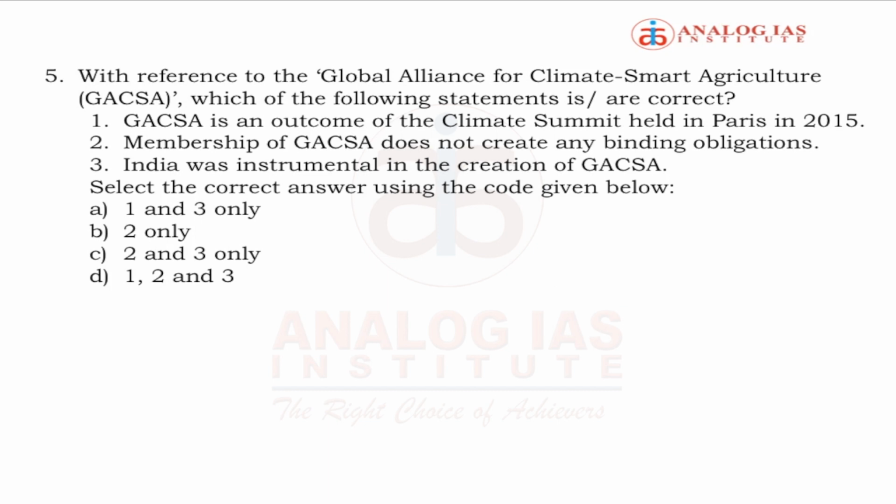So Global Alliance for Climate Smart Agriculture, please remember. This Global Alliance for Climate Smart Agriculture is a voluntary organization. Please remember, it is a voluntary organization, normally or primarily supported by the Food and Agriculture Organization, FAO. So it is not any outcome of a Paris summit or any other intergovernmental organization. It is an international voluntary organization which doesn't impose any binding obligations on any member country. And please remember, India is not a member here.